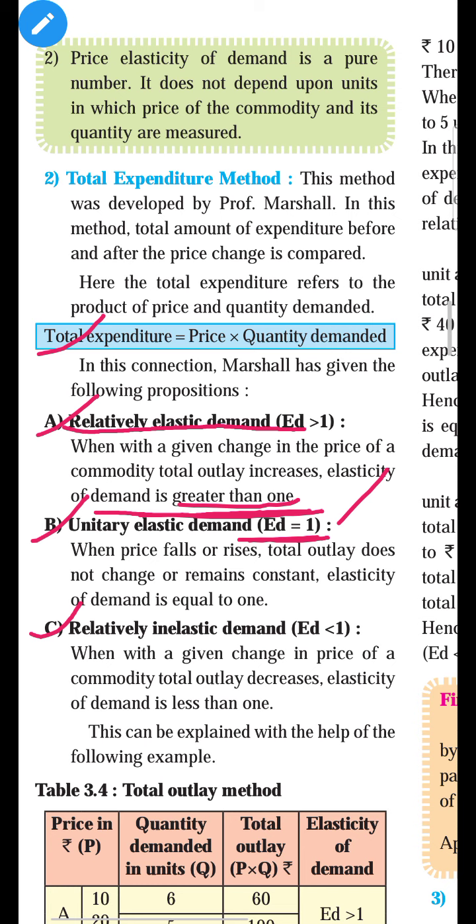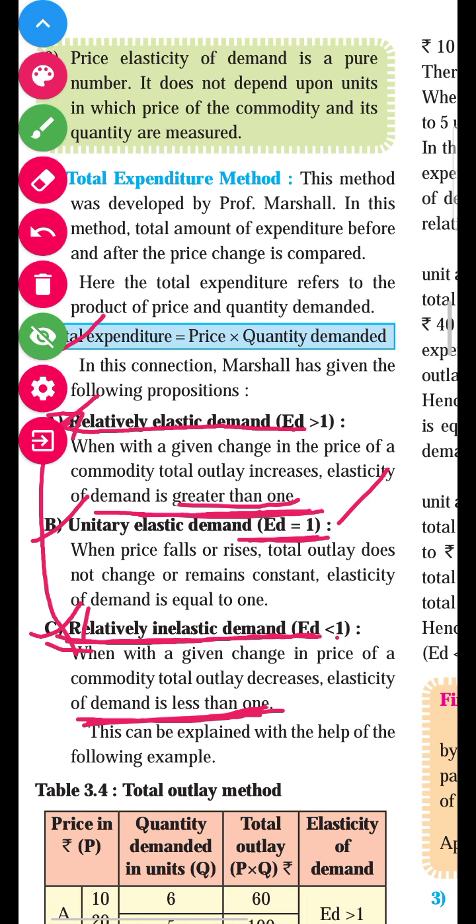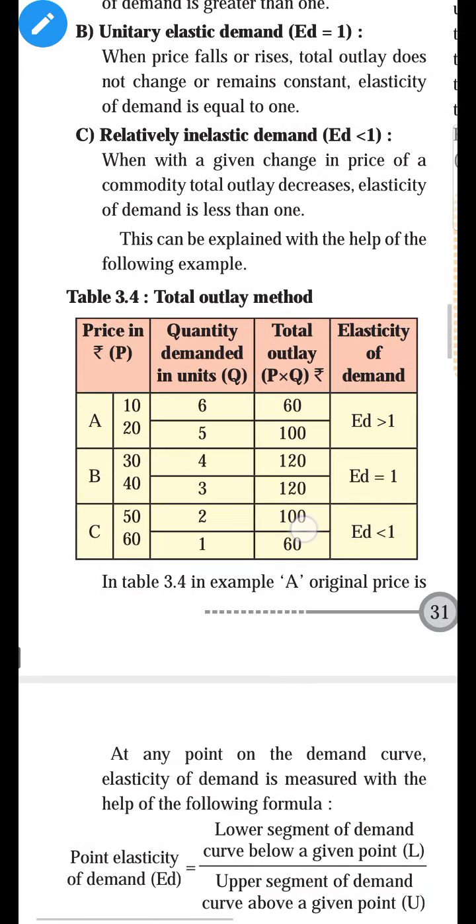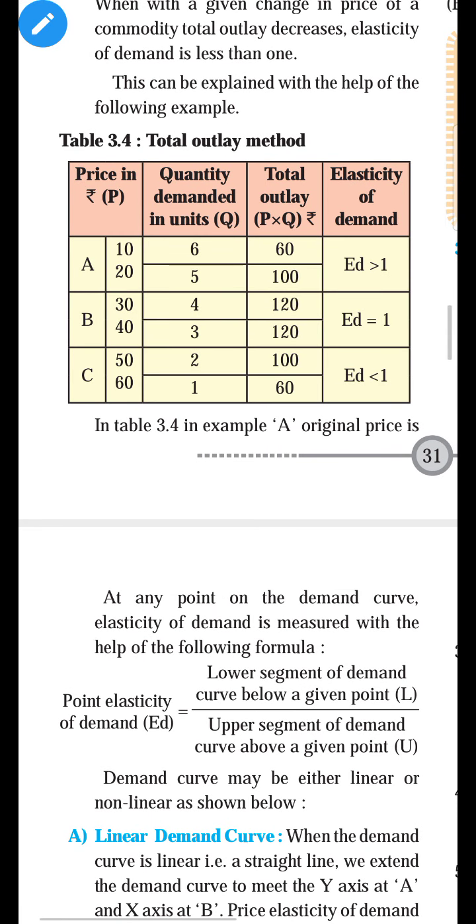Third is relatively inelastic demand, and this type is opposite of the first type. Relatively inelastic demand means a large change in price brings a small change in demand. It means price changes more and demand changes less. That's why elasticity of demand is less than 1. Have you recalled all these things? Okay, student. Let us see the table given in your textbook.